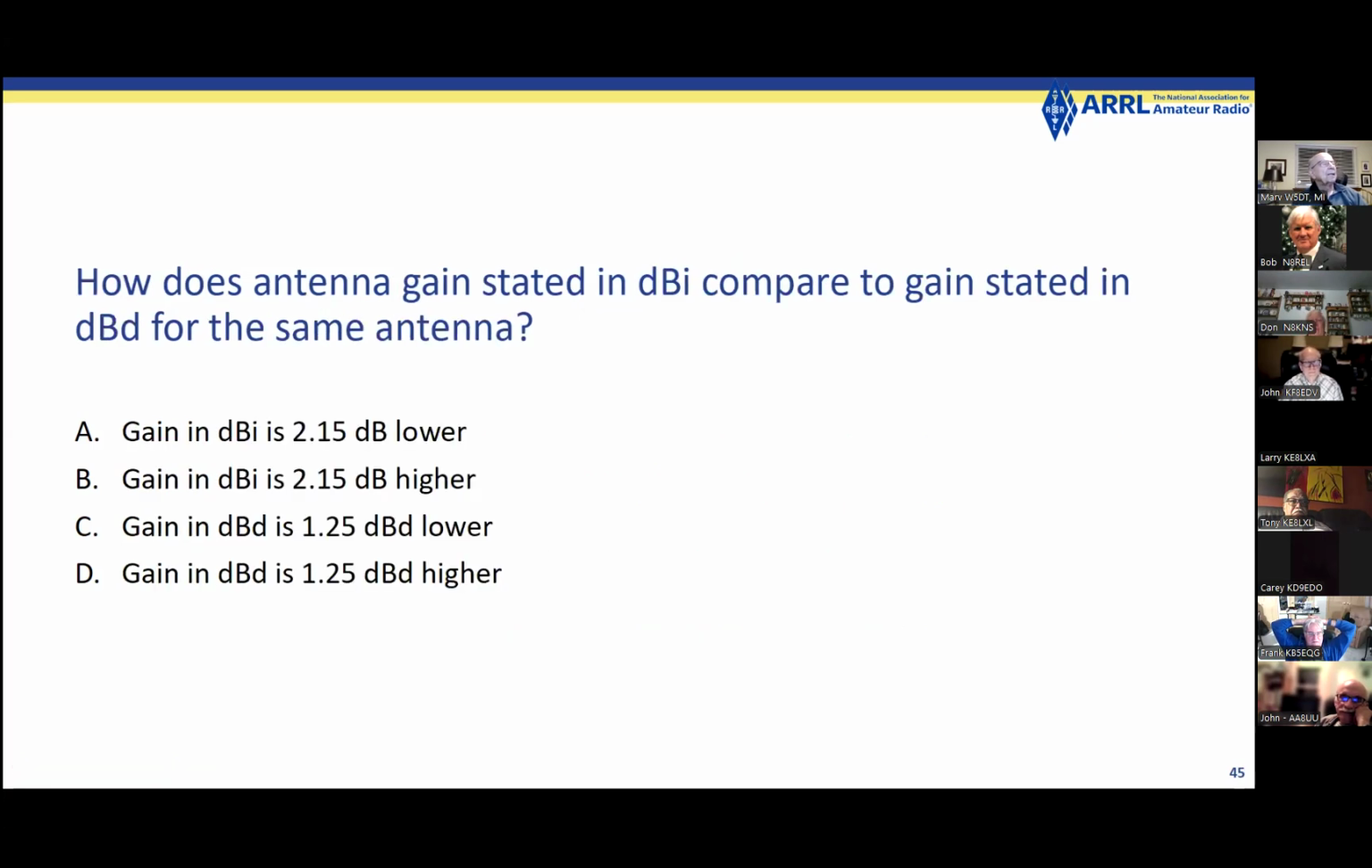How does antenna gain stated in dBi compare to gains stated in dBd for the same antenna? It's 2.15 dB lower, 2.15 higher, 1.25 lower, or 1.25 higher. That's probably B. Bravo. Yeah, Bravo, higher. B is the answer.